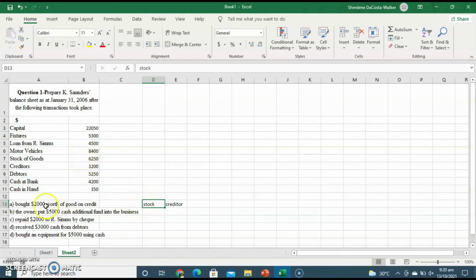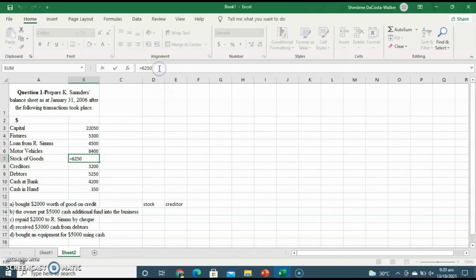So what I'm going to do, I said I purchased 2,000 worth, that's going to change my stock of goods figure. So I'm going to add the 2,000 to it because it is increasing the stock. Now, I also took it on credit. Therefore, it's going to cause my creditor figure to change. My creditor figure is also going to go up because I bought more things. So it means I owe more persons. So I'm going to add the 2,000 to it.